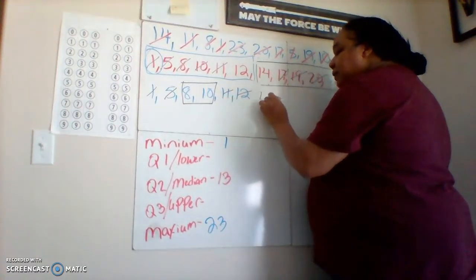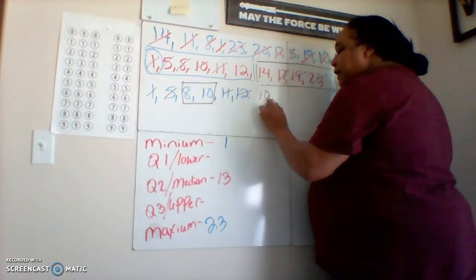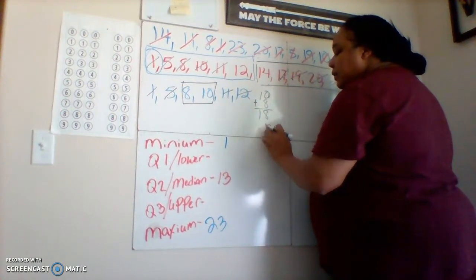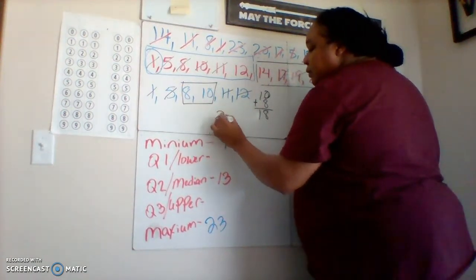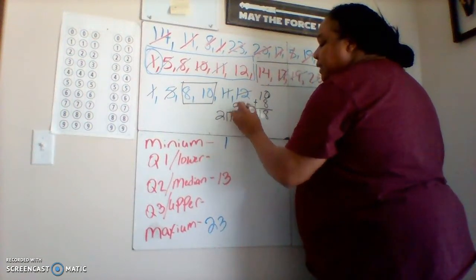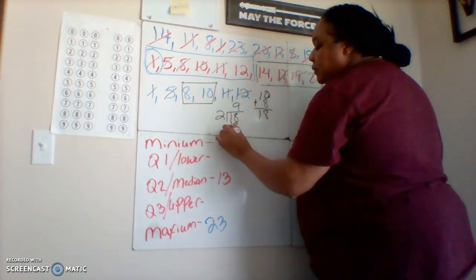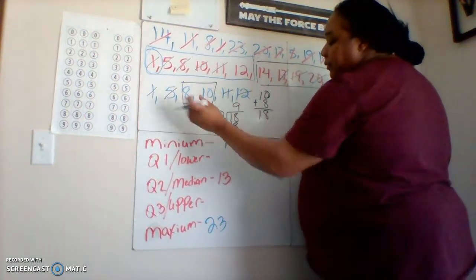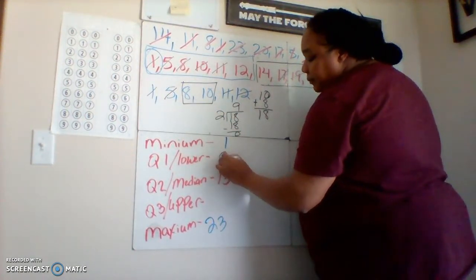I got 10 plus 8 is 18. And 2 divided into 18. 2 goes in 18 9 times. 9 times 2 is 18. Subtract. And my lower quartile is going to be 9.